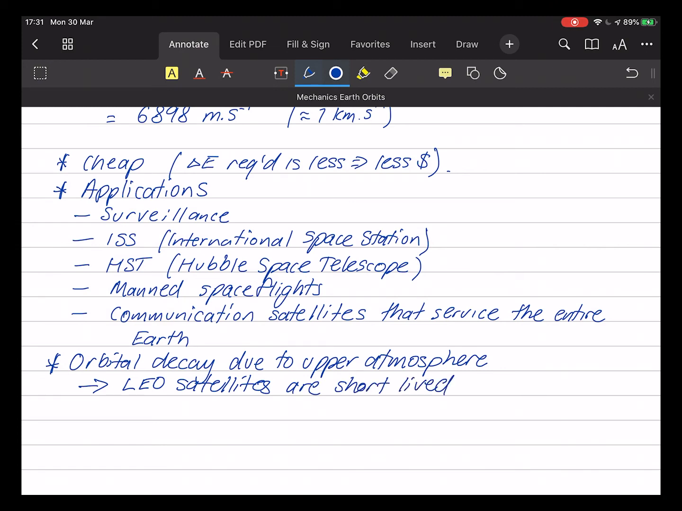And the length of the lifetime depends, of course, on the altitude. So the really low ones in low Earth orbit, you may not even get a year out of those guys. Higher up, you get several years. They need to be replaced.